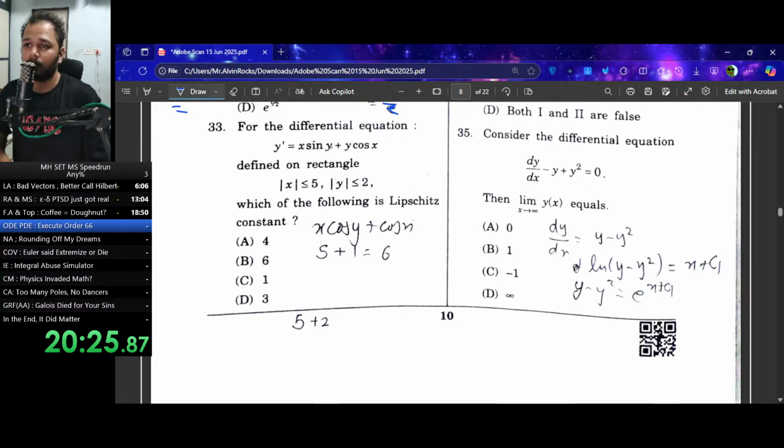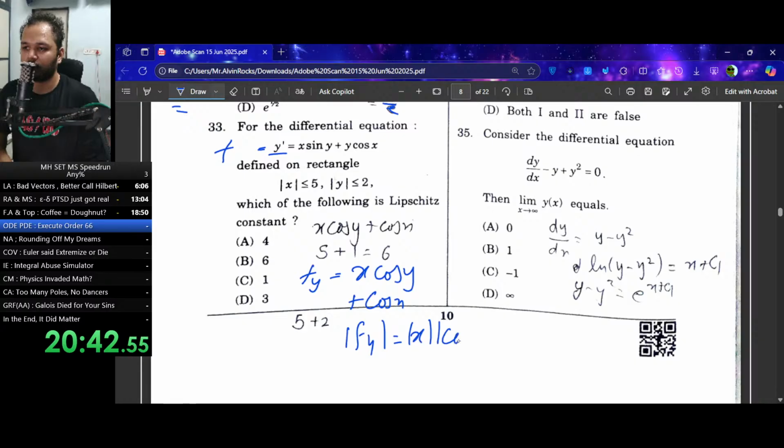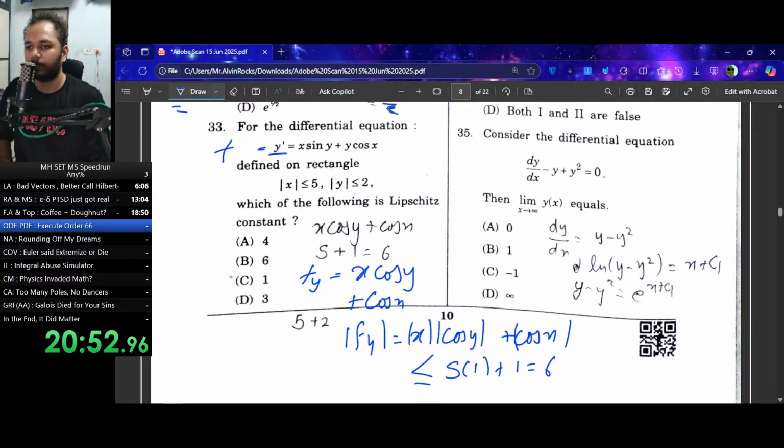Right, simple. Take the partial derivative of this, this is your f. The partial derivative of f will give you x cos y plus cos x. If you take the modulus of this value, it will be just mod of x times cos of y plus cos of x, less than or equal to 1 plus 1, which is 6.